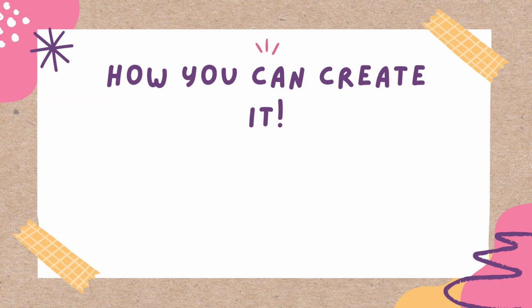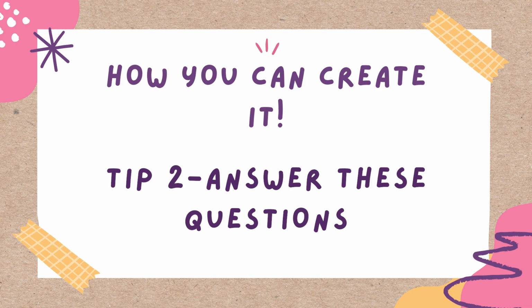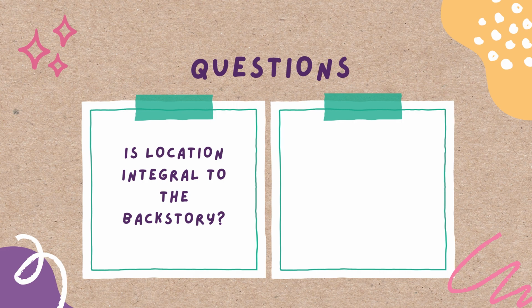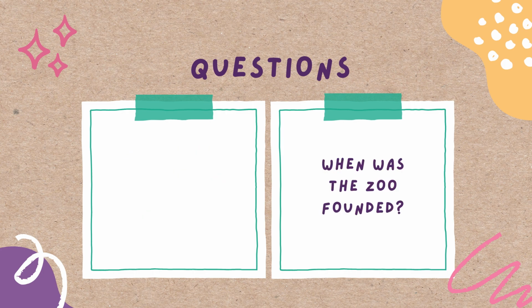And that brings us to the next tip in how you can create backstory and lore, and that is going to be answering these questions to get an idea for what's your backstory. The first question is, where is your zoo located? And then, is the location of that zoo integral to the backstory? Like my rainforest zoo is set in a tropical rainforest, and Rudy's new space zoo set in space. The next question is, when was your zoo founded? And is that going to impact your story in any way, such as building styles or storylines?